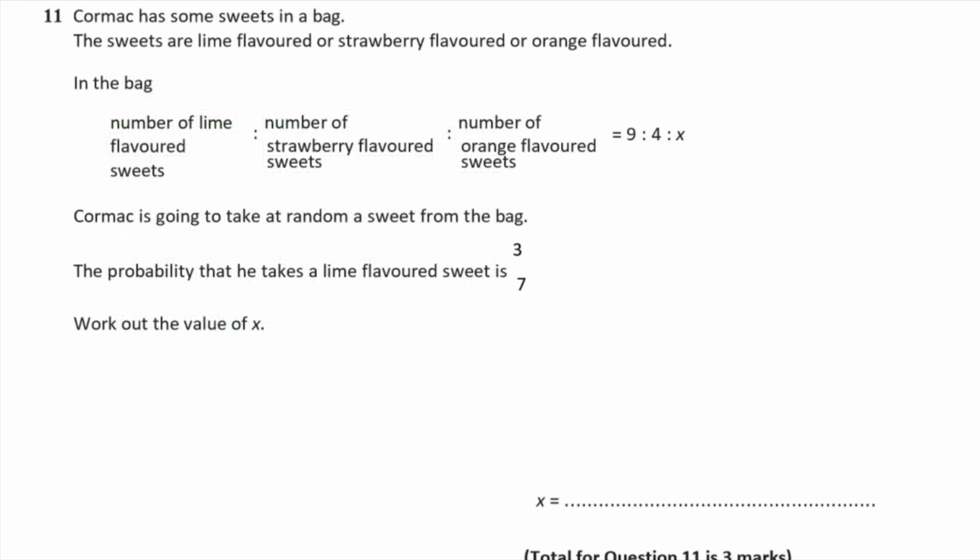Question 11. Cormac has some sweets in a bag. The sweets are lime flavoured or strawberry flavoured or orange flavoured. In the bag, the number of lime flavoured sweets to the number of strawberry flavoured sweets to the number of orange flavoured sweets is in the ratio of 9:4:x. Cormac is going to take at random a sweet from the bag. The probability that he takes a lime flavoured sweet is 3/7. Work out the value of x.